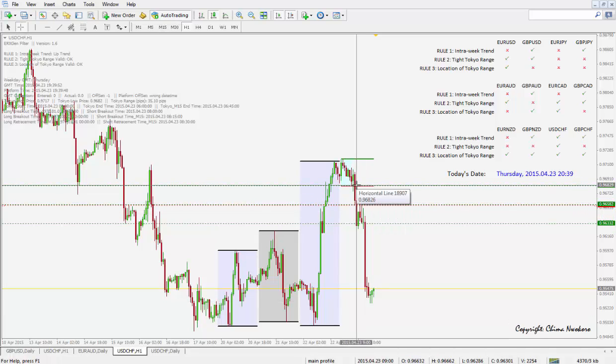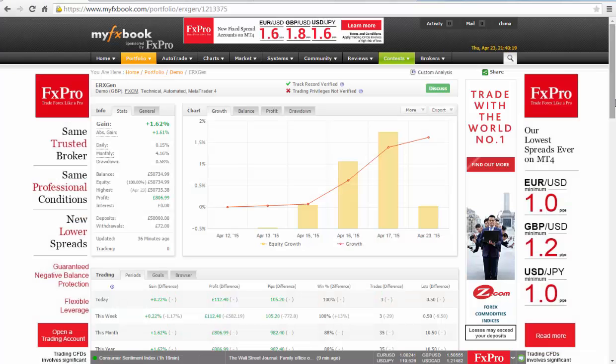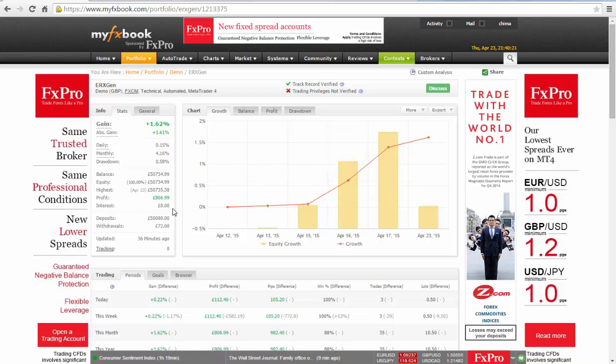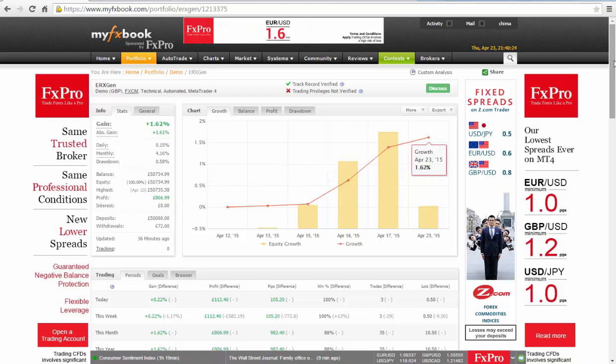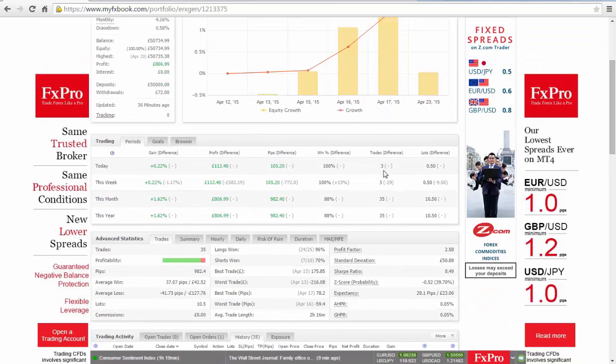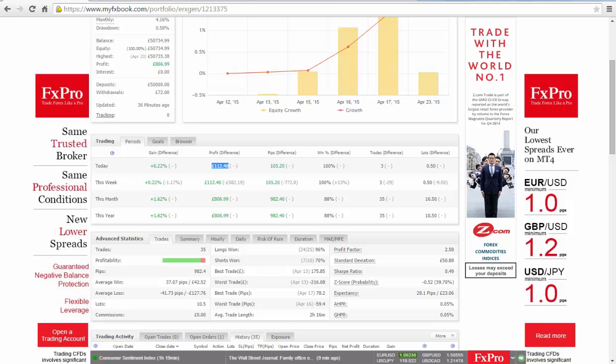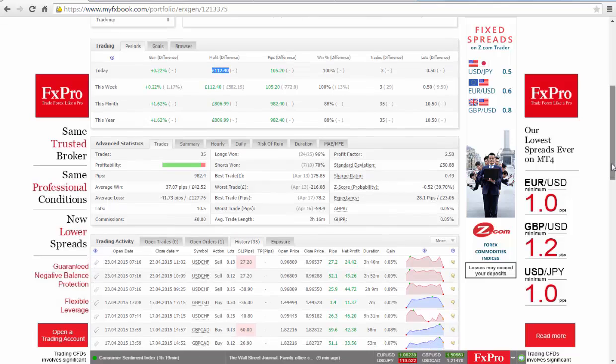But if you entered the trade and did not move your stop loss, you would have been in for a 150 pip move today. Very good day. And that's the ERXGen My FX book journal, and you can see 3 trades are closed 100% for a total of 105 pips and for 112 pounds.